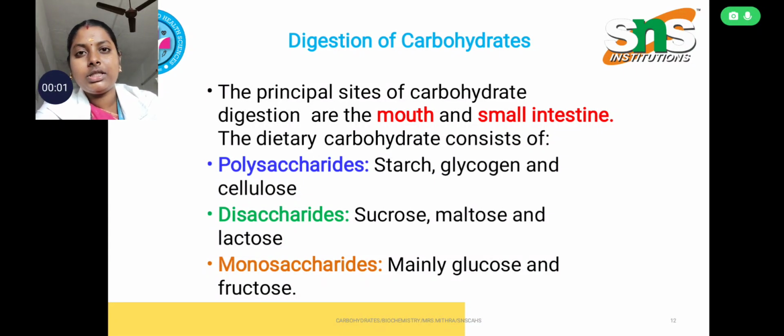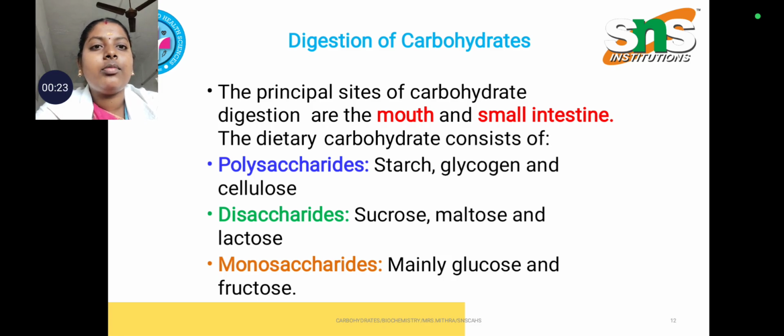So in continuation with the introduction topic of carbohydrates, we'll go for digestion. So how the carbohydrates get digested in our body. The main sites for digestion, for any digestion, either carbohydrates, lipids or proteins, are the mouth and the small intestine.